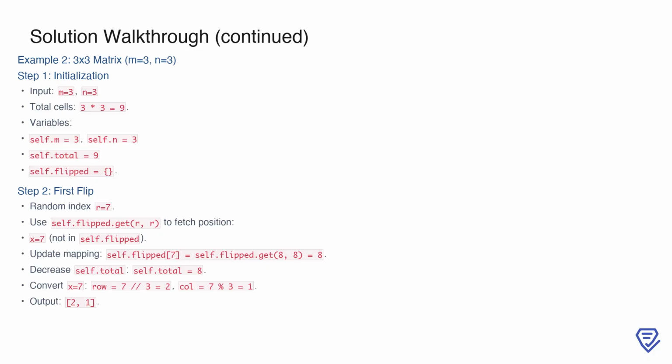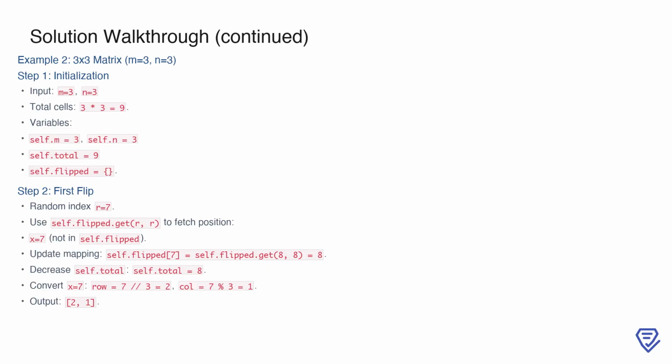For the first flip, a random index is generated, such as r equals 7. Using self.flipped.get(r, r), we find that r equals 7 maps to itself, so x equals 7. To update the mapping, we set self.flipped[7] to the value of self.flipped.get(8, 8), which is 8. This ensures the index 7 is marked as flipped and the next available position is tracked. We then decrement self.total by 1, making it 8, and convert x equals 7 to 2D coordinates.